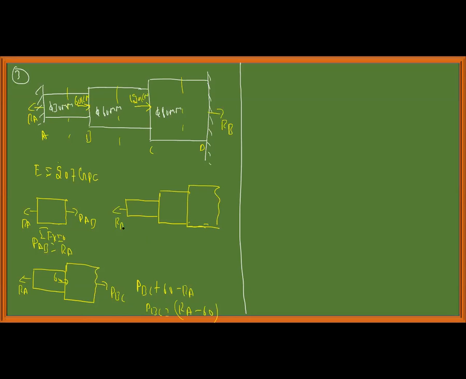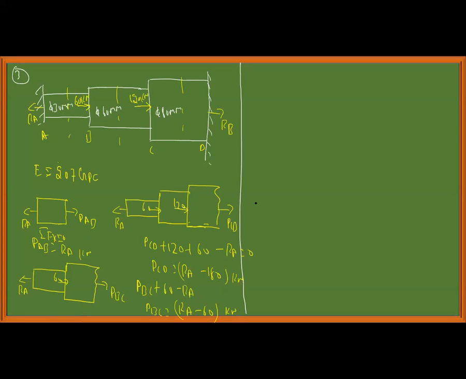Reacting like this. One reaction force has to come into the picture. 60, 120, PCD. PCD plus 120 plus 60 minus RA is equal to 0. PCD is equal to RA minus 180 kilonewton.